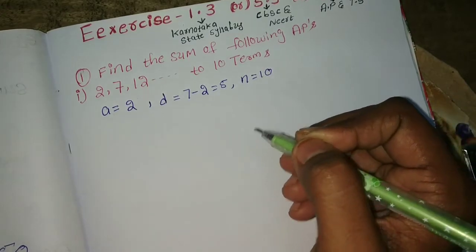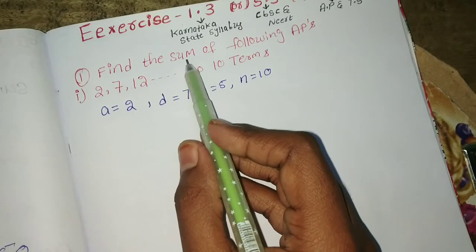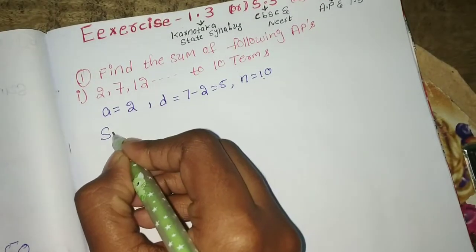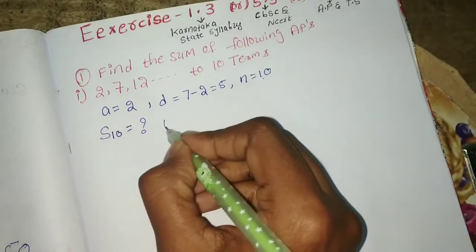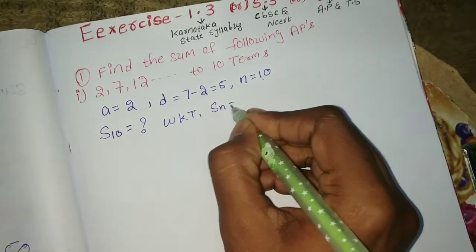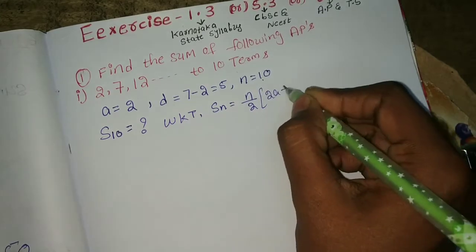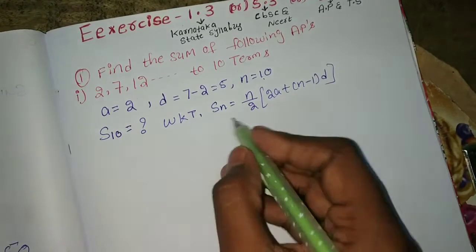What do we need to find? We need to find the sum of n terms, that means the sum of 10 terms. So you can write S10, we need to find S10. And we know that Sn is equal to n by 2 into 2a plus n minus 1 into d. Everyone knows this. So substitute here.